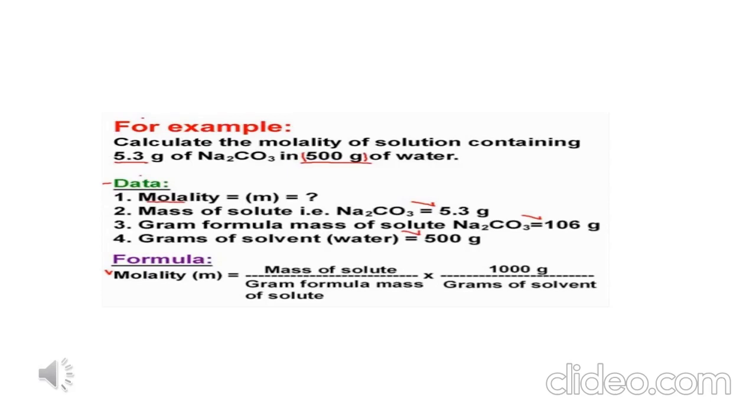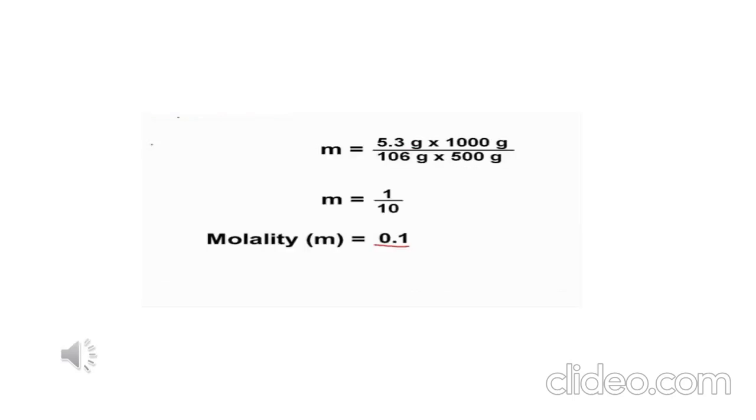So we have to calculate the molality using the formula mass of the solute by gram molecular weight of the solute into 1000 by solvent mass in grams. Molality of the solution is equal to 5.3 by 106 into 1000 by 500, which is equal to 1 by 10. Therefore, the molality of the solution is equal to 0.1 molal.